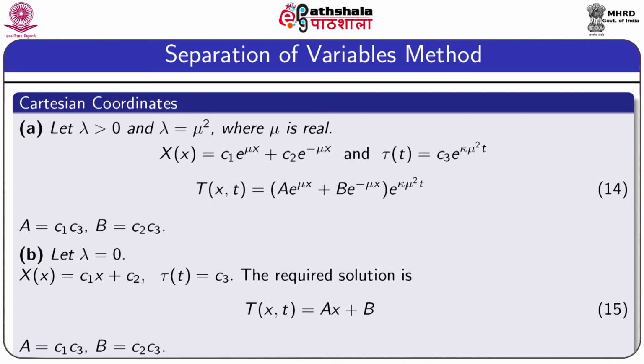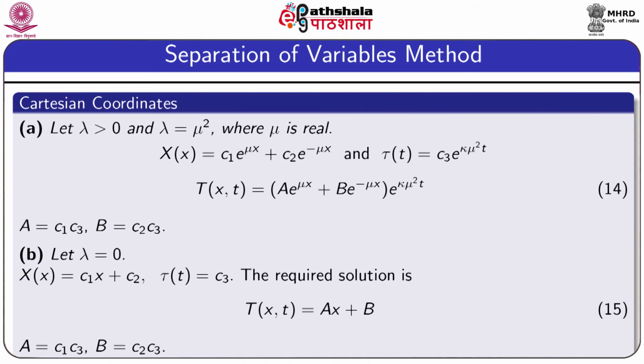So, substituting the values of capital X and tau in the original equation, we get the expression for capital T as (A e to the power mu x plus B e to the power minus mu x) into e to the power kappa mu square t, where capital A is equal to C1 C3 and capital B equals C2 C3. Now, I am going to the second case where lambda equals 0.